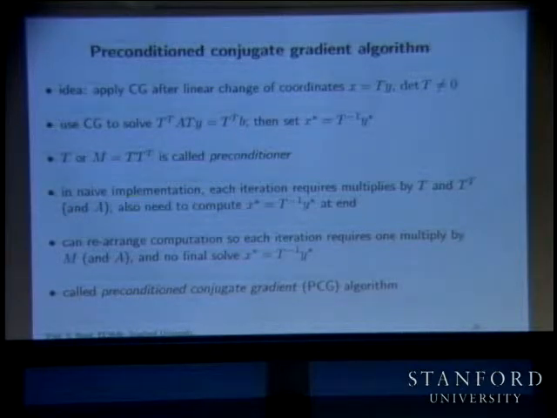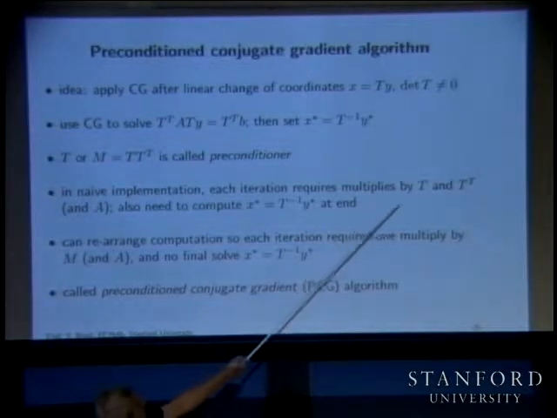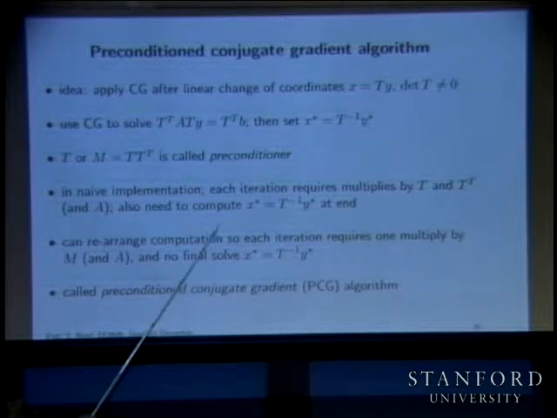Basically what happens is if you rerun CG, it's actually not that bad. You have to multiply by T and T transpose at each step. The other option is to multiply simply by M once. And you don't really need this final solve, in fact. So this is called PCG.